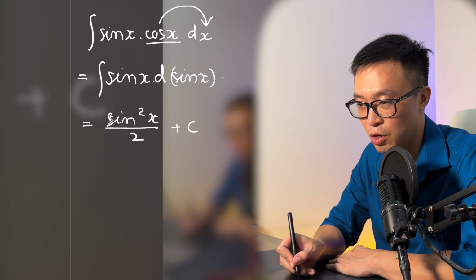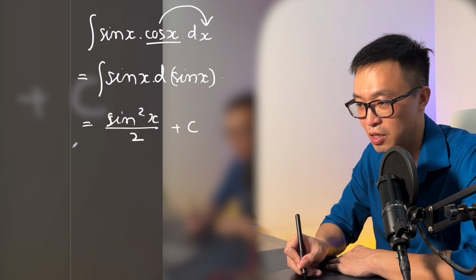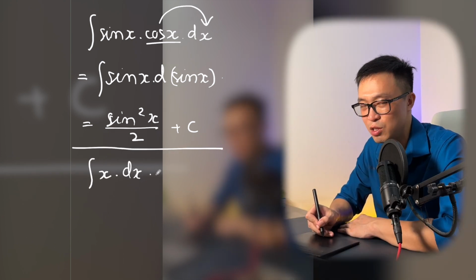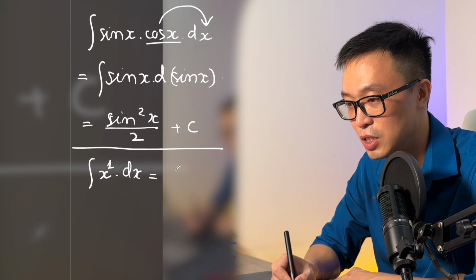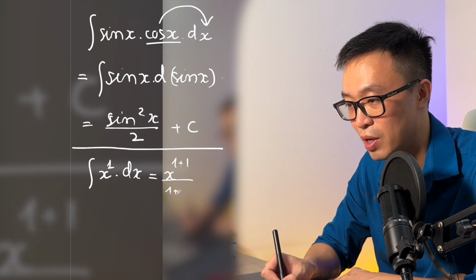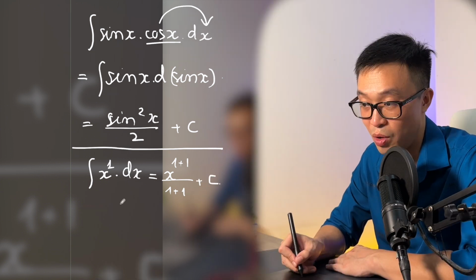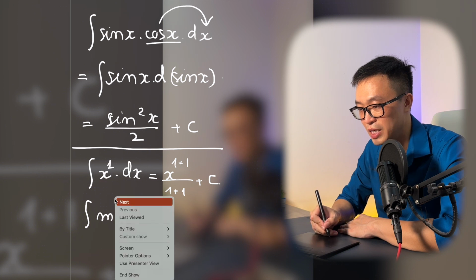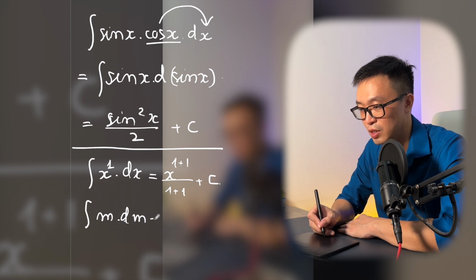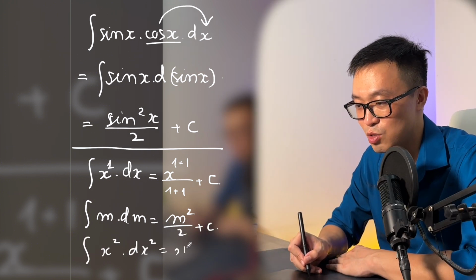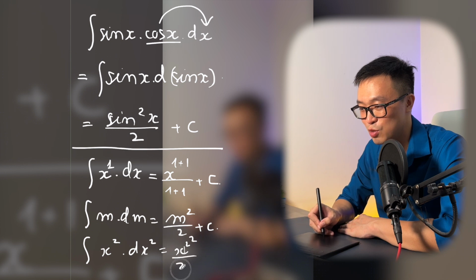A lot of my students don't understand this step, so let me make it clear first. You got the integral of x times dx. So what is the answer for this one? Over 1, right? It is to the power of 1. It means x to the power 1 plus 1 over 1 plus 1, plus c. So that's why I have x squared over 2. About m squared? No, sorry, dm. m times dm means m squared divided by 2 plus c, right? How about x squared and dx? x squared divided by 2 plus c.